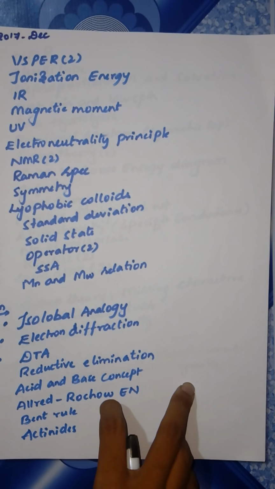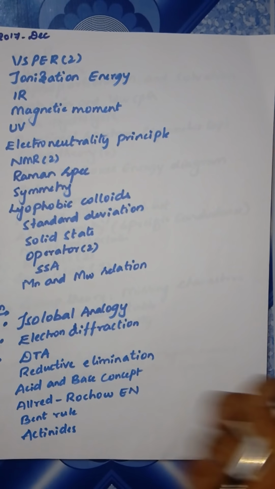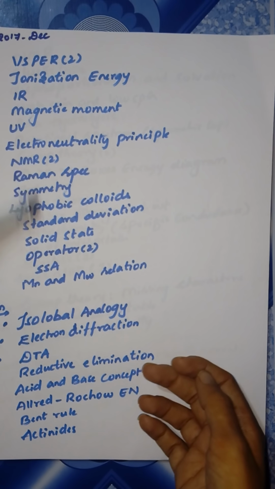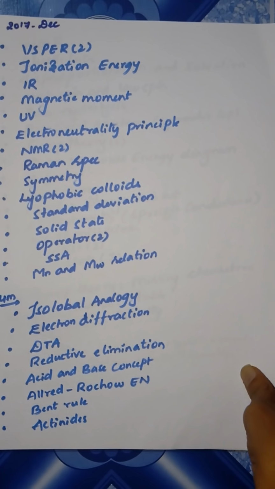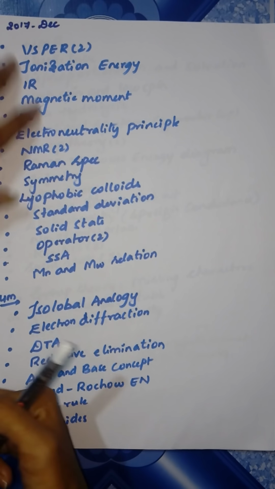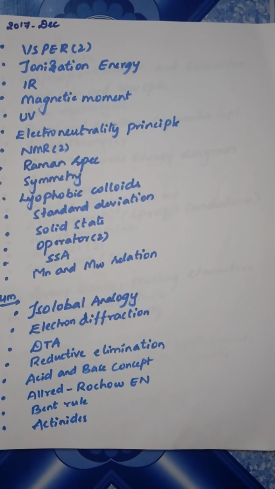Now we'll discuss 2017 December and I'll show you something interesting regarding these 2 papers. Okay, we'll first have a look at what are the questions asked. VSEPR theory, ionization energy. These all are repeated. Okay, so I won't stress much. New thing is electron neutrality principle. Okay, this was a new question. Diaphobic colloids was a new question, and steady state approximation was asked.